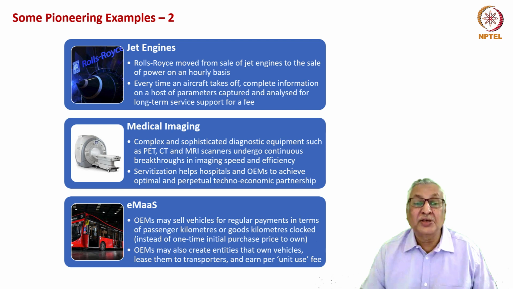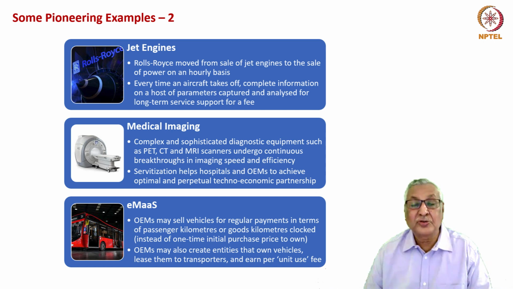Then we have the case of medical imaging. Medical diagnostic equipment of high technology such as PET, CT and MRI scanners are always in a state of development. From 24 slices we have moved to 48, then 64, then to 128, 340. Now we have got 640-slice PET CT scanners, and very soon we may have approximately 1000-slice scanners. But every time the scanning capability changes, it is not possible for a hospital to change the medical equipment. Servitization helps hospitals and OEMs to achieve optimal and perpetual techno-economic upgrading through partnership.